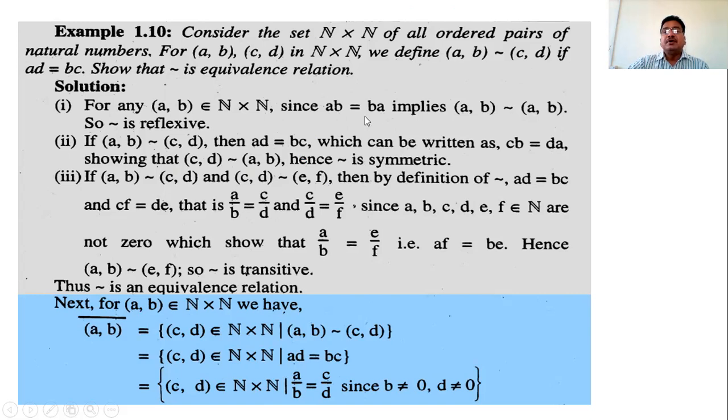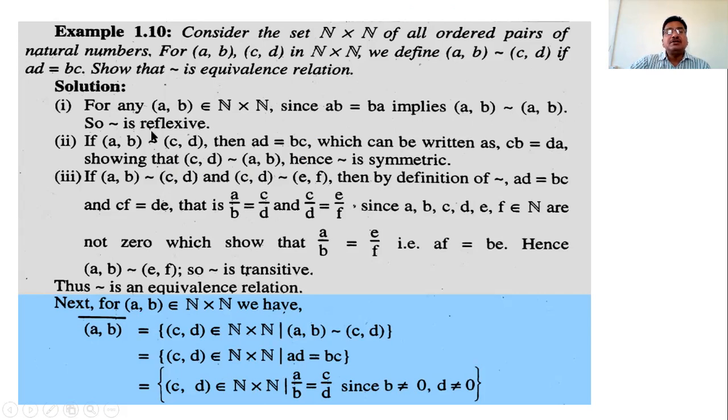This is commutative. Addition is also commutative, because 2 plus 3 and 3 plus 2 are both the same, the answer is 5. Multiplication, 2 into 3 is 6 and 3 into 2 is 6, so multiplication is commutative. But subtraction is not commutative. 2 minus 3 and 3 minus 2 are not the same, because 2 minus 3 is minus 1 and 3 minus 2 is 1. So subtraction is not commutative, while addition and multiplication are commutative. So here A into B is equal to B into A, and therefore (A, B) is related to (A, B).